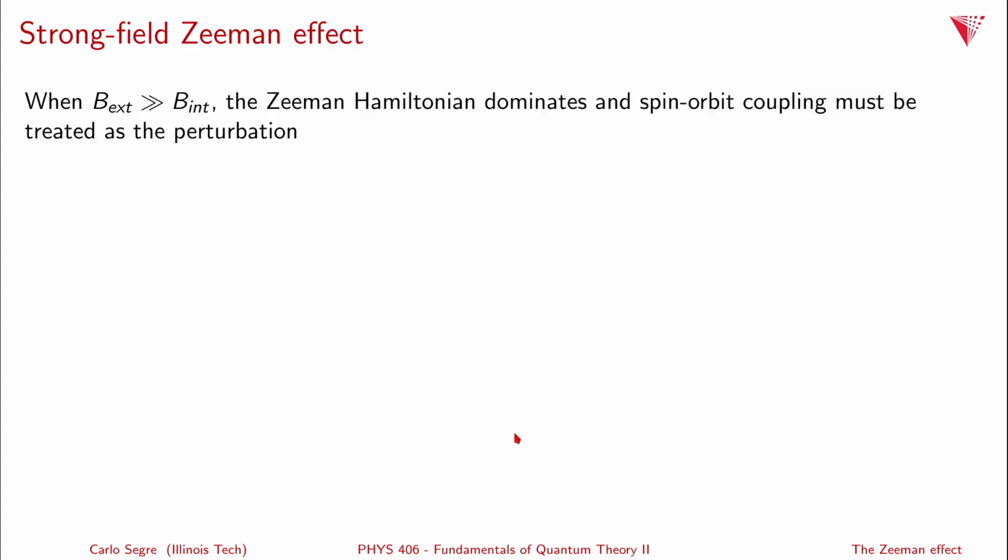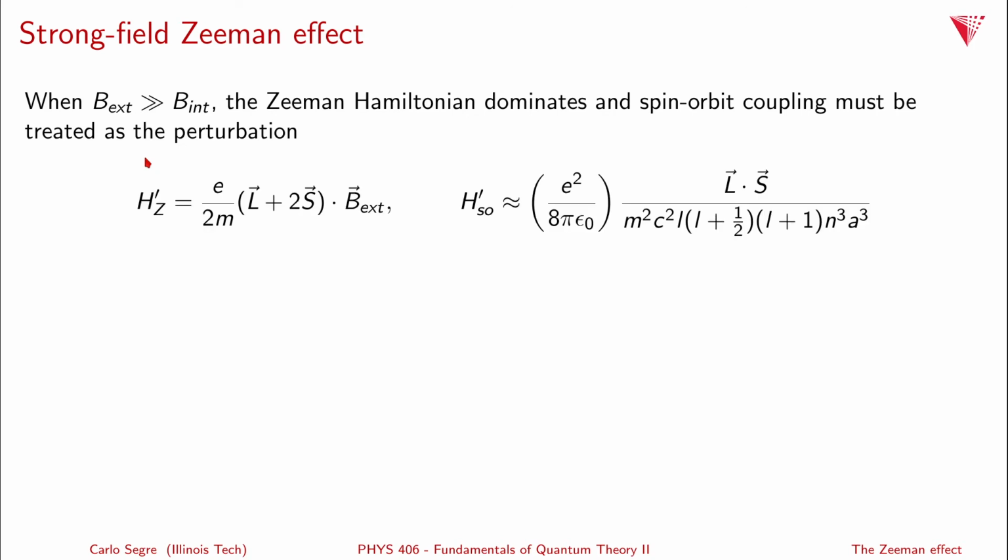On the other end, you have the strong-field Zeeman effect. So B external is now much, much bigger than B internal. In this case, the Zeeman Hamiltonian dominates, and the spin-orbit coupling is now the perturbation. The Zeeman Hamiltonian is e over 2m times L plus 2s dot B external, and the spin-orbit Hamiltonian is e squared over 8 pi epsilon naught times L dot s over m squared c squared times 1 over l times l plus a half times l plus 1 n cubed a cubed. We evaluated this last time.